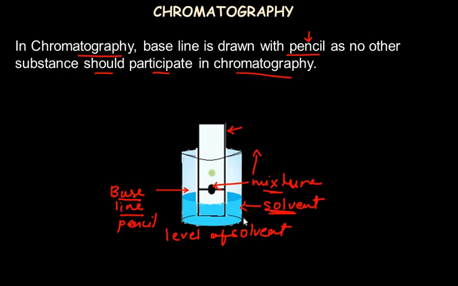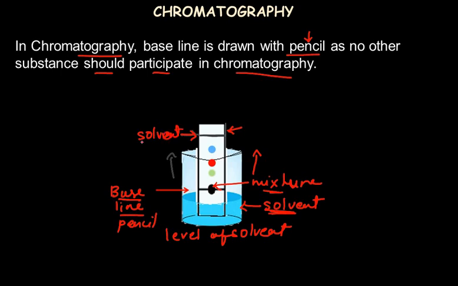After some time we will observe that the spots of the colored substances, or the spots of the mixture which we have taken, are seen on the chromatography paper at different levels. We'll also see that when these spots are separating, the solvent is going to travel more than these spots, and the level of the solvent will be higher than these spots. The level at which the solvent has traveled is called the solvent front.